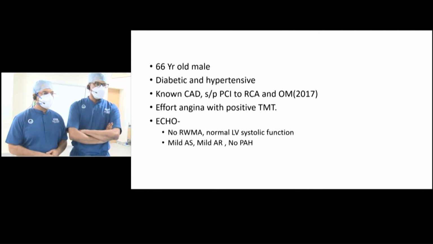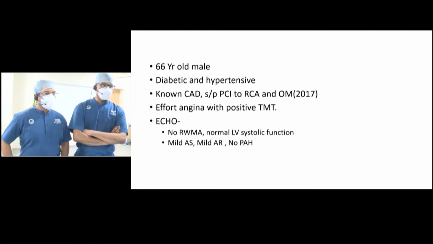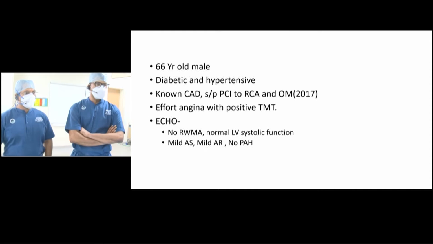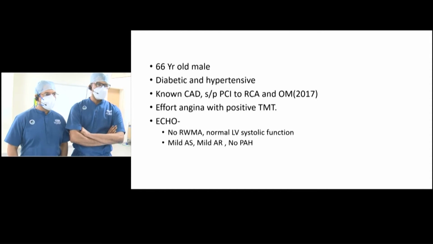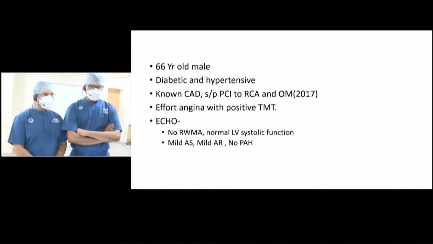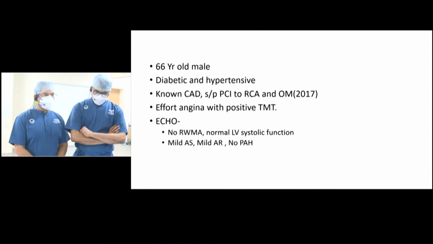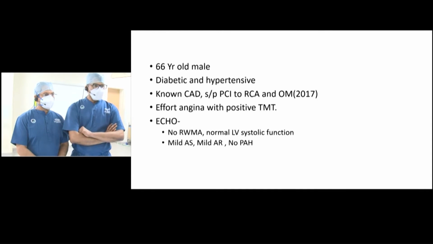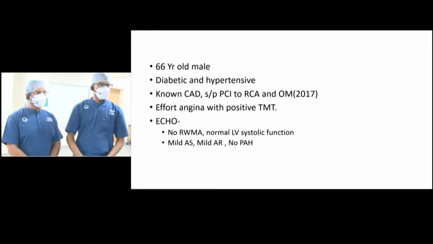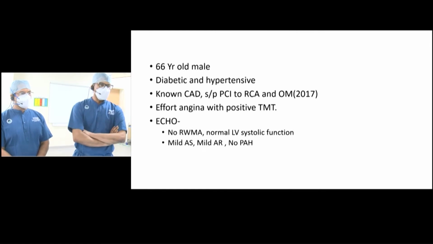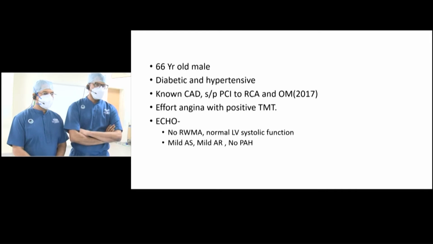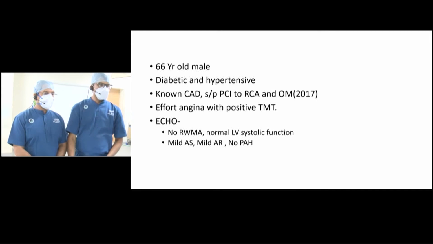Our patient is a 66-year-old male. He's diabetic and hypertensive. He's already on treatment for coronary artery disease. He had undergone PCI to RCA and OM in 2017. Now he presented with effort angina and his TMT was positive. Echo showed no RWMA and normal LV systolic function. He has mild aortic stenosis and mild aortic regurgitation, and there was no evidence of PH. So he was taken up for a diagnostic coronary angiography.